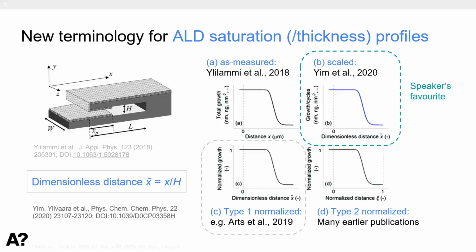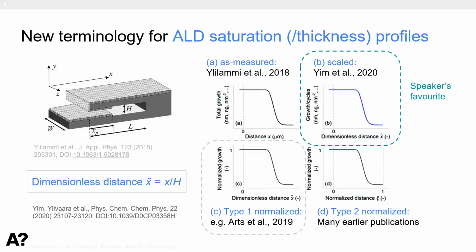And yeah, there are 4 different ways, at least maybe there are more, but 4 that I discuss of looking at the saturation profile or thickness profile in different ways. So first is, of course, the as measured, here denoted with A. So that's what we really measure when we are analyzing our film, the physical thickness as function of distance into the structure. So nanometers versus micrometers, for example.